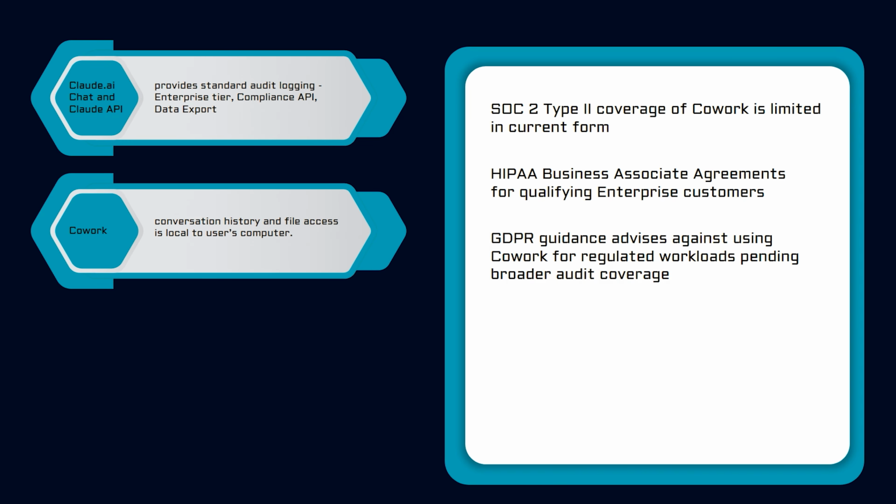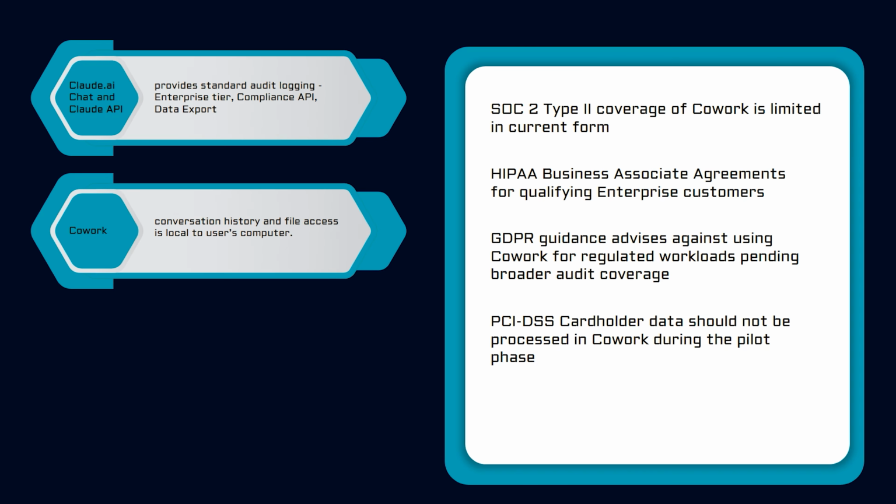GDPR, similarly. Anthropic's current guidance advises against using Cowork for regulated workloads pending broader audit coverage. Article 15: Right of access requests cannot be fully serviced from Anthropic-side data for Cowork conversations. The local disk nature of Cowork conversation storage requires endpoint-side controls if GDPR-regulated personal data is processed through Cowork during the pilot.